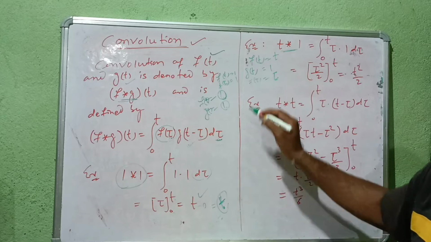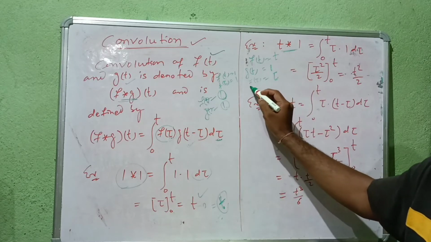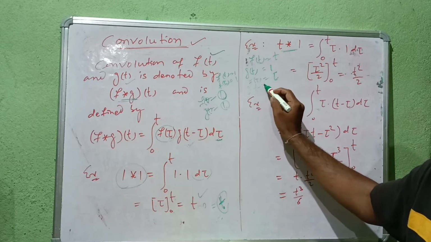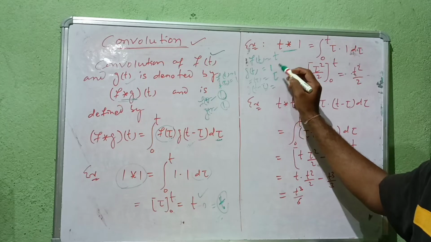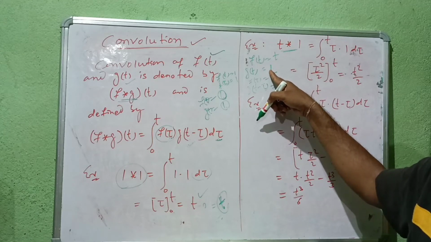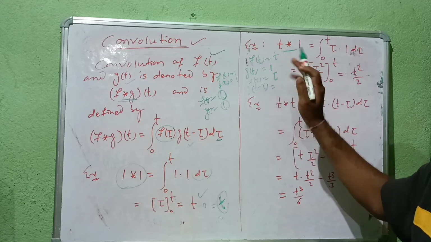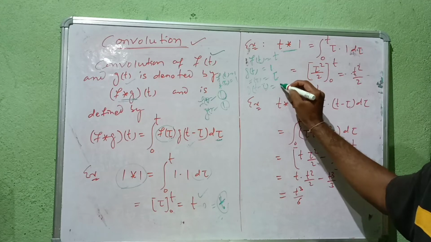Clear? Similarly, g of t equal to 1. So g of t minus tau, if there were some t here, then it would be replaced by t minus tau. Since it is only 1 and it's a constant, there is no t, so it will remain unchanged. So it will also be 1.